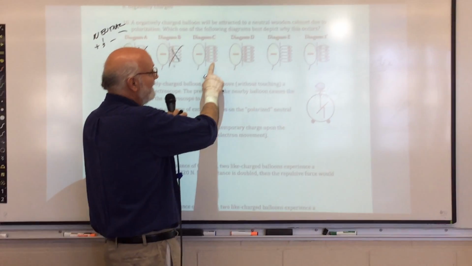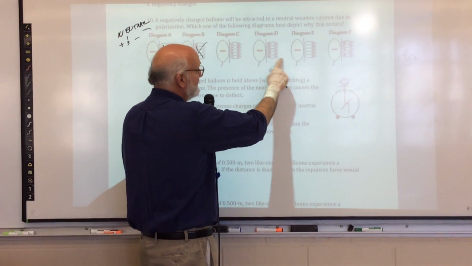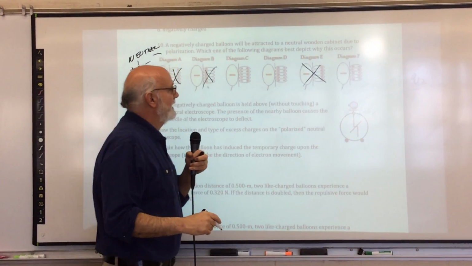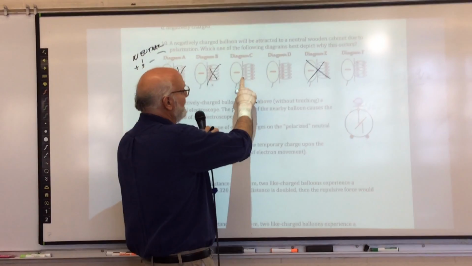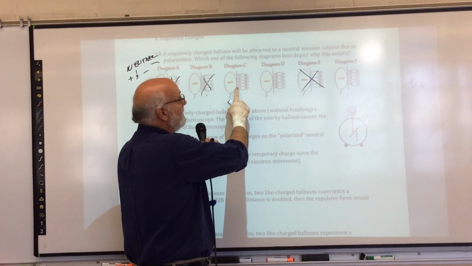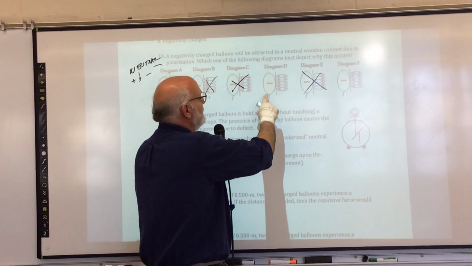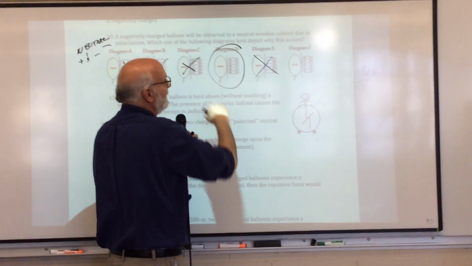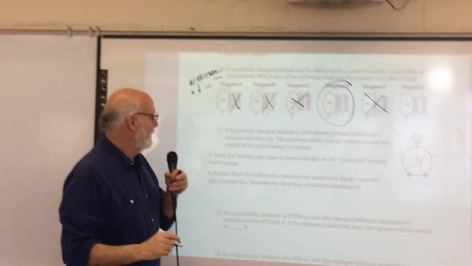Ooh, it has positives and negatives. This guy has positives and negatives. No, that guy goes out. So now you go between the ones that are left. What does negative do to negative? Repels. Not that guy. Negative, up. There it is. That's the one that you want.